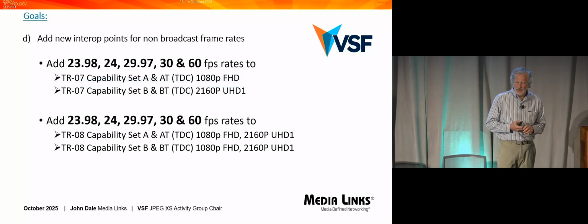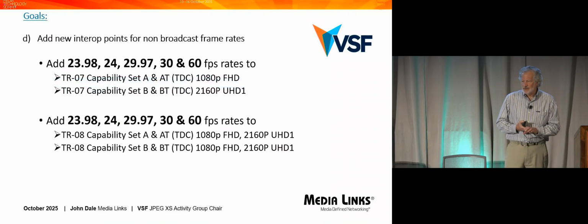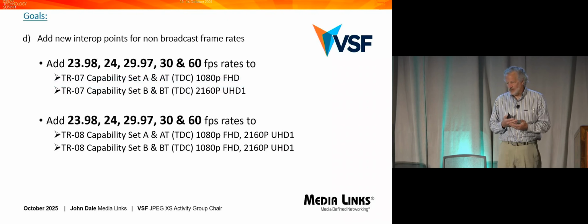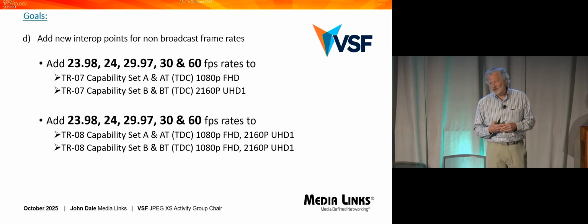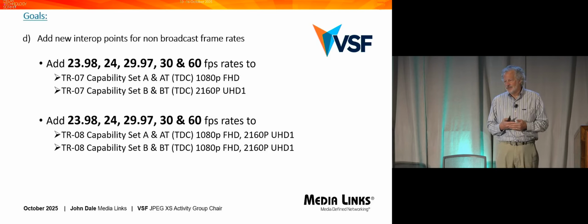Let's talk about the new frame rates that we're adding. So we have some of the cinema frame rates, as well as some popular streaming rates, 30 and 60p. These get added to TR-07 capability sets A and B, as well as AT and BT. And for TR-08, these are added to capability sets A and B as well, AT and BT being the TDC versions of those.